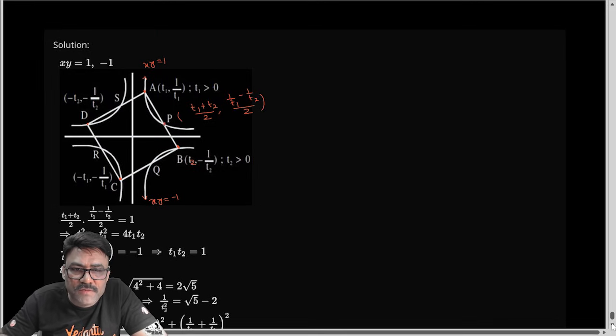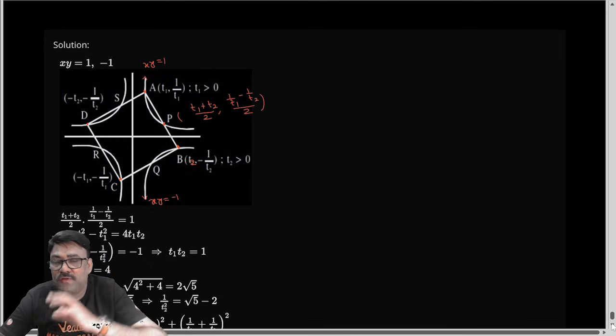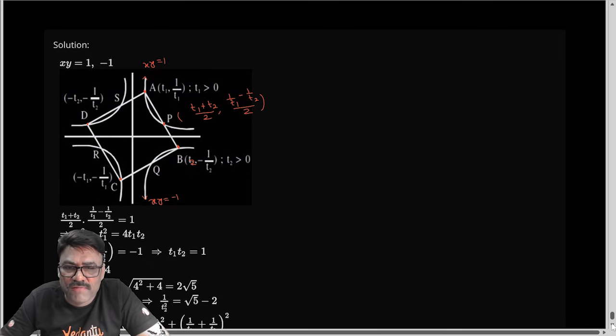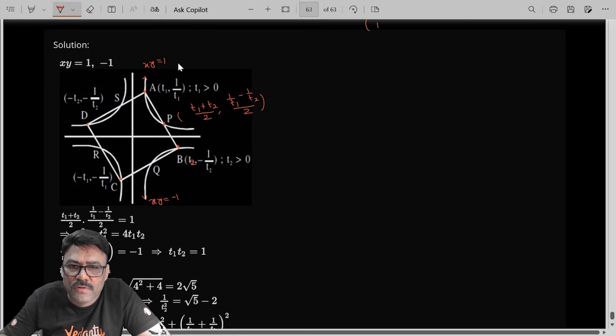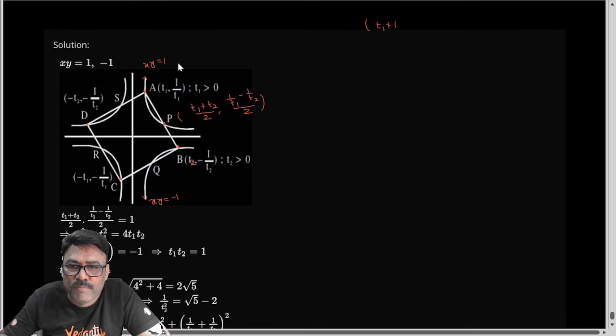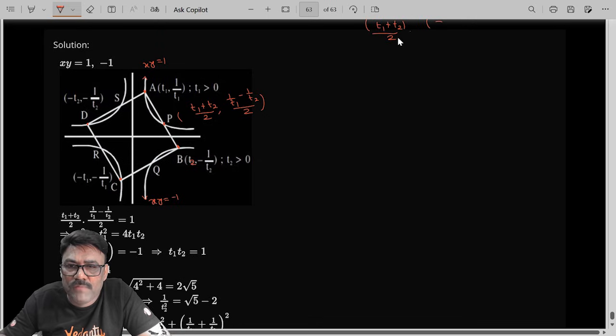And the midpoint is also lying on xy is equal to 1. They have given that the midpoints of the sides also lie on the curve. So xy is equal to 1. So this point P must satisfy xy is equal to 1. So if I put this point P in xy is equal to 1, I will get t1 plus t2 by 2, then 1 by t1, just a minute.